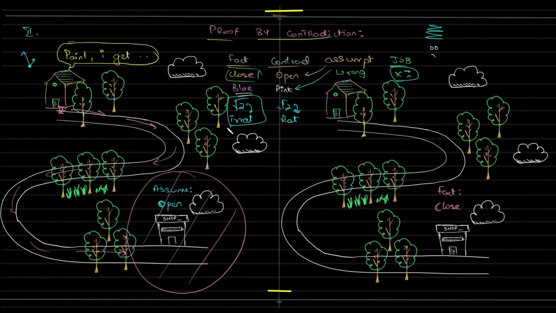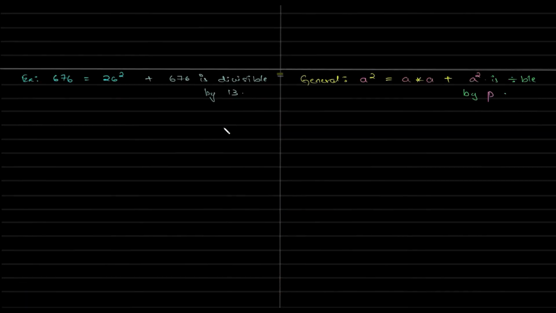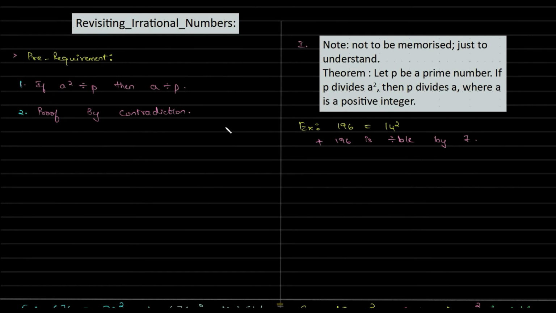So before I start off the next topic, again I want to revise once. There are 2 things that you need to know. One is that if the square of any number is divisible by a prime number, then that number is divisible by that prime number. And the next thing is proof by contradiction. It's an idea and I hope you guys understood it.